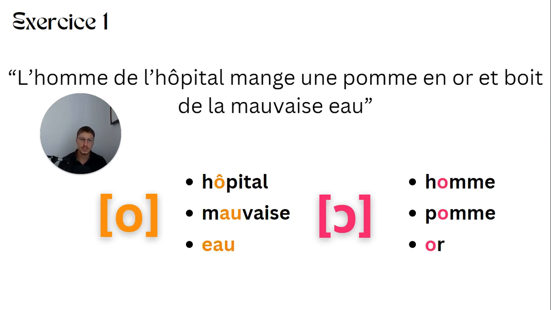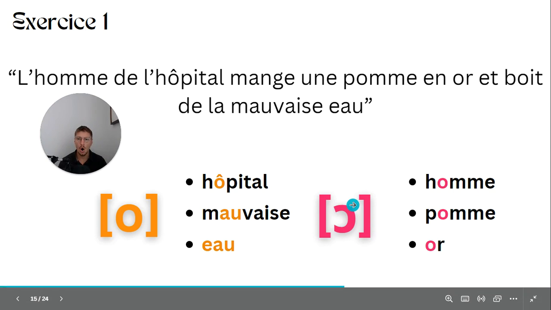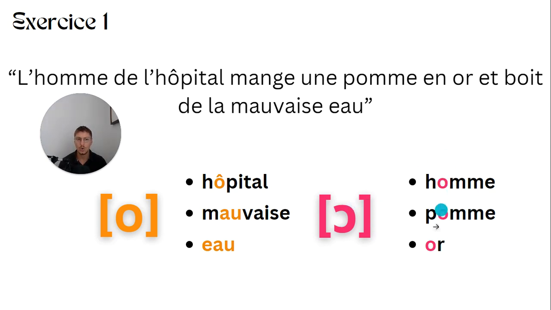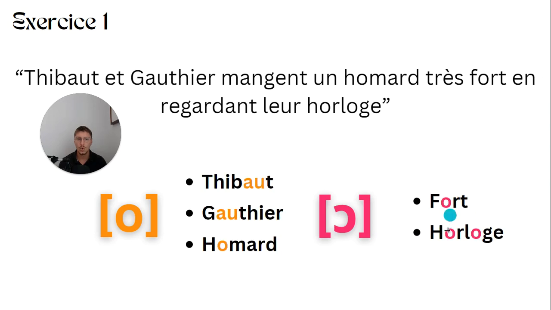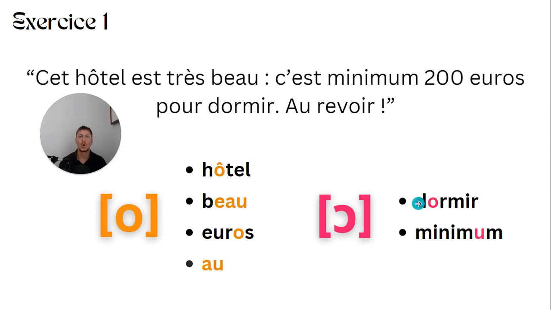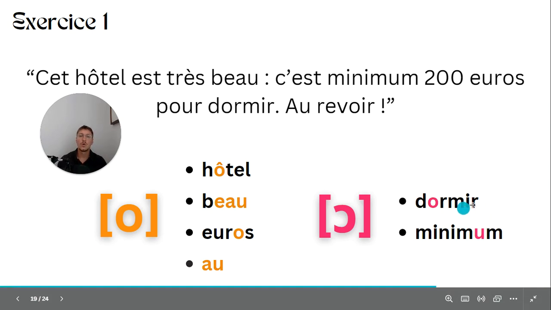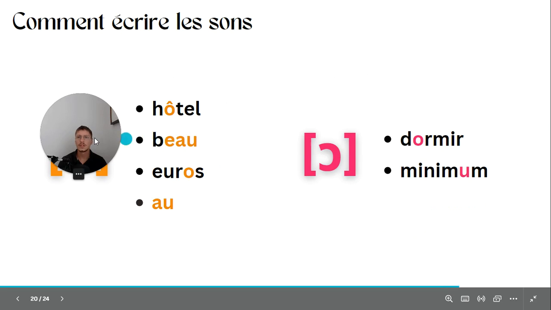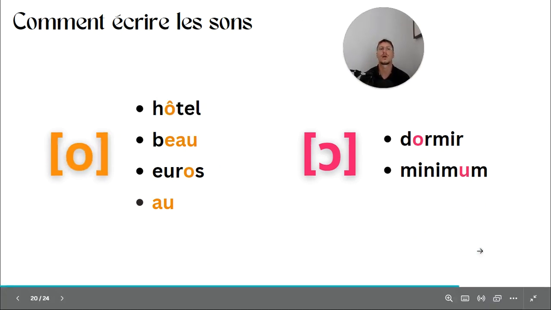Maybe you can notice that almost always, like 99% of the time, the sound O is written with the letter O, and that's it. O, O, O. And here we have a U. Well, actually, these examples here, they show you all the ways to write this sound, okay?